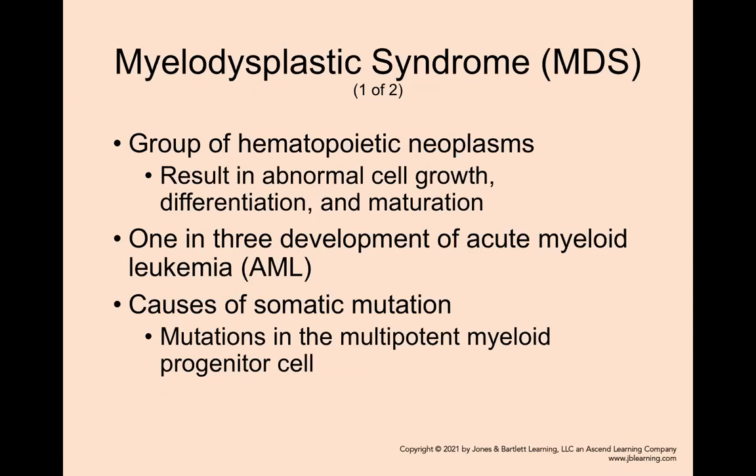You may have heard myelodysplastic syndrome, or MDS. That is a group of hemopoietic neoplasms. It results in abnormal cell growth, differentiation, and maturation. These occur generally in people over 40, with the mean age being 72. It comes on from years of mutation. Basically, these mutations come about because people are older and the exposures that they've been exposed to over the course of their lifetime.